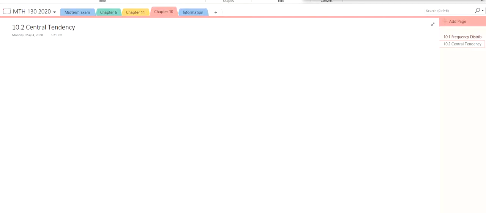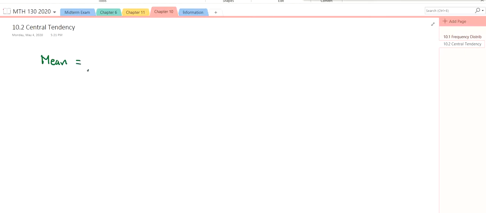Okay, so our next topic is in chapter section 10.2, and we're going to look at central tendency. So the first topic we're going to discuss is what we call the mean. And the mean is just a calculation of the average, essentially.